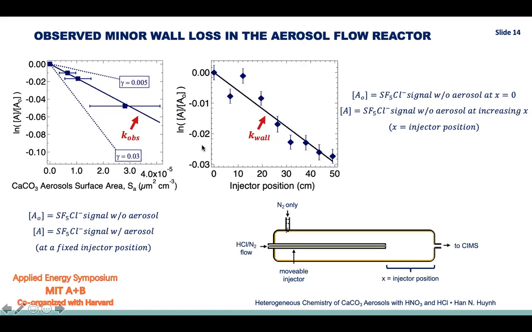After every aerosol experiment, we conducted a wall loss experiment. Keeping the total flow rate constant with the aerosol experiment, we introduced HCl into the flow reactor at different injector positions by moving the injector outwards periodically. By examining the change of SF5Cl- signal intensity in the absence of aerosols, as shown here on the y-axis, versus the injector position, we calculated the wall loss rate constant, Kwall, for each experiment.